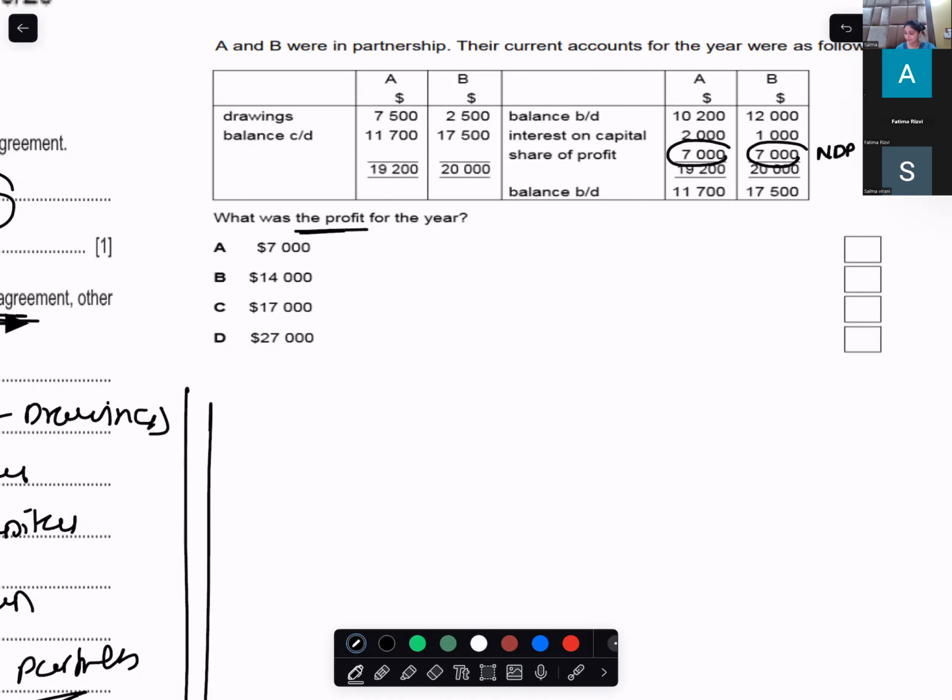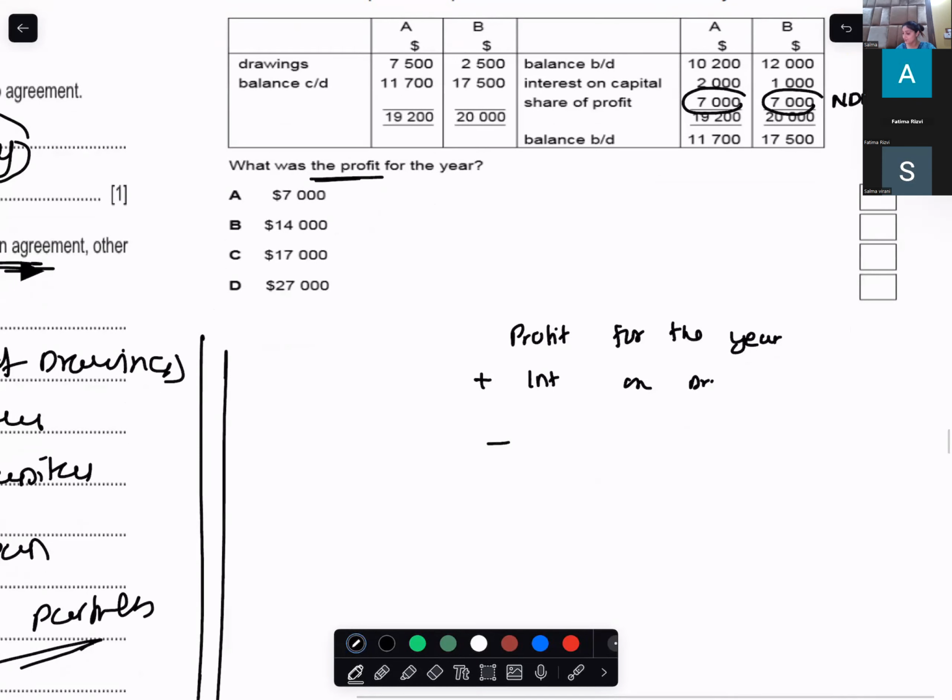So we add interest on capital with it? They want the profit for the year. What do they want? Profit for the year. Correct? So you add interest on drawings. We don't have interest on drawings. You minus the interest on capital, but we'll do the opposite, right? Because we're going from down to up. You'll get the residual profit.